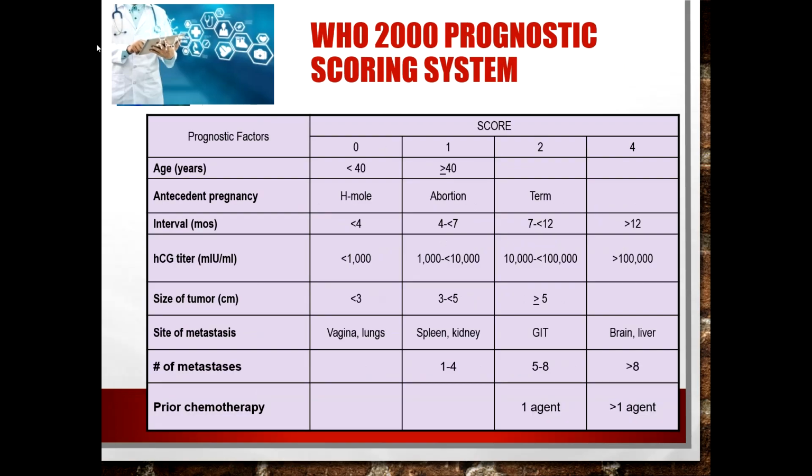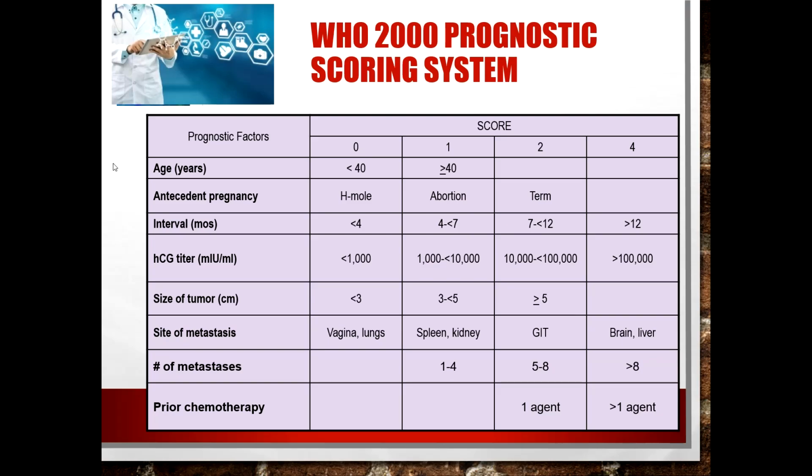The WHO prognostic scoring system helps predict the possible resistance of the tumor to a single agent chemotherapy. The following are the prognostic factors used in this scoring system: age, antecedent pregnancy, interval in months, HCG titer, the size of the tumor, the site of metastasis, the number of metastases, and any prior history of chemotherapy.